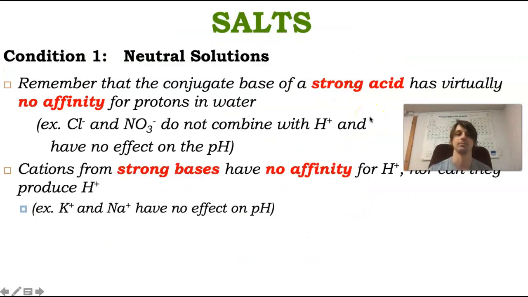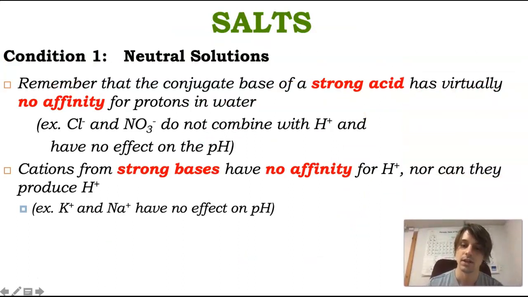Okay, so, salts. There are going to be 3 conditions we're going to look at: neutral solutions, acidic solutions, and basic solutions. How do I determine what a salt does to a solution? Does it make the solution neutral? Does it make the solution acidic? Or does it make the solution basic? Okay, so neutral solutions. Remember strong acids and strong bases.